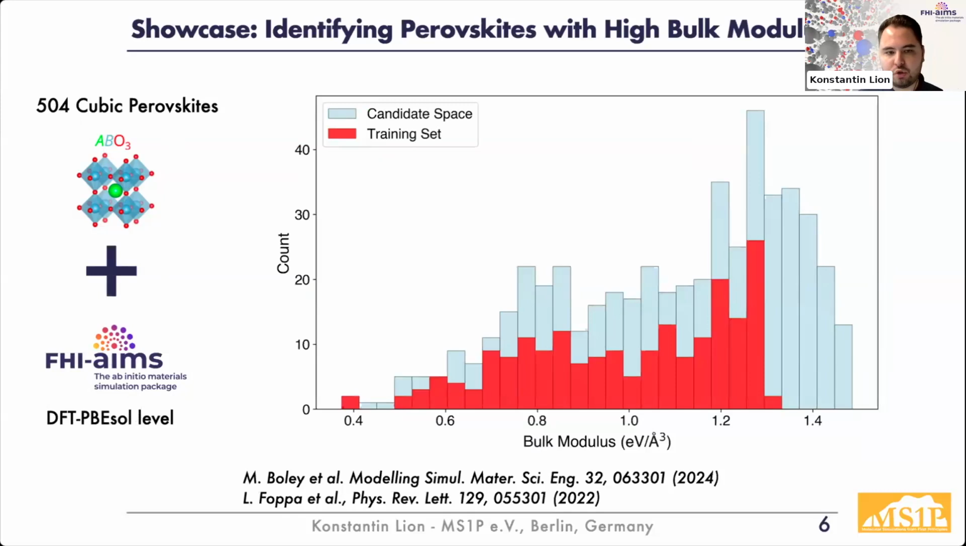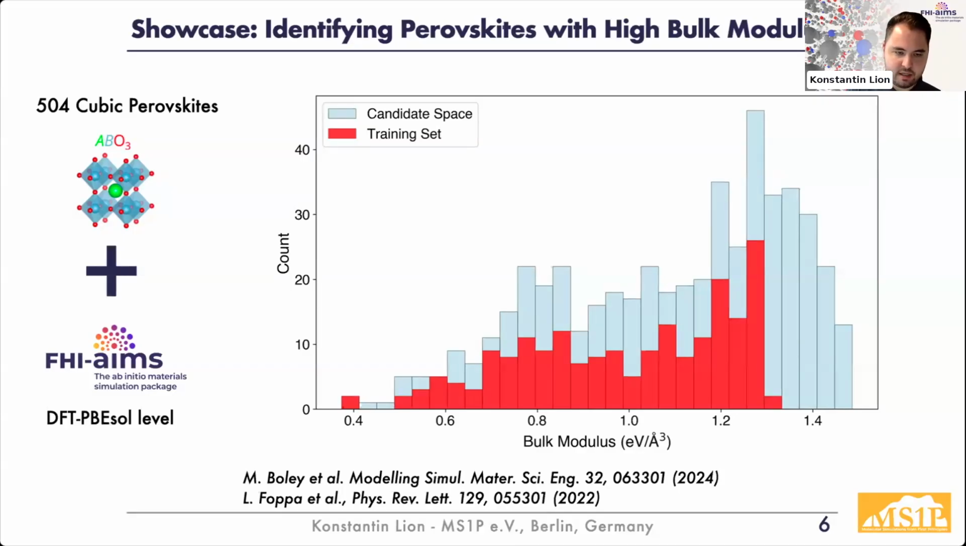Okay, so to showcase then how this active learning approach works, this is the distribution of training versus candidate space that we have here. We're starting from a training set where the highest bulk modulus is actually something around the range of 1.3. But we see that in the candidate space, there are a lot of materials with much higher bulk modulus, ranging up to around 1.5 eV per cubed angstrom. This is essentially our starting point, and we want to, as quickly as possible, sample the region of higher bulk moduli if possible.